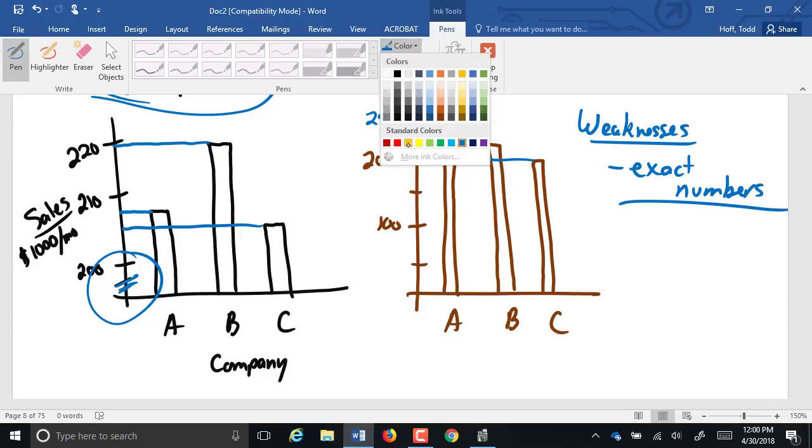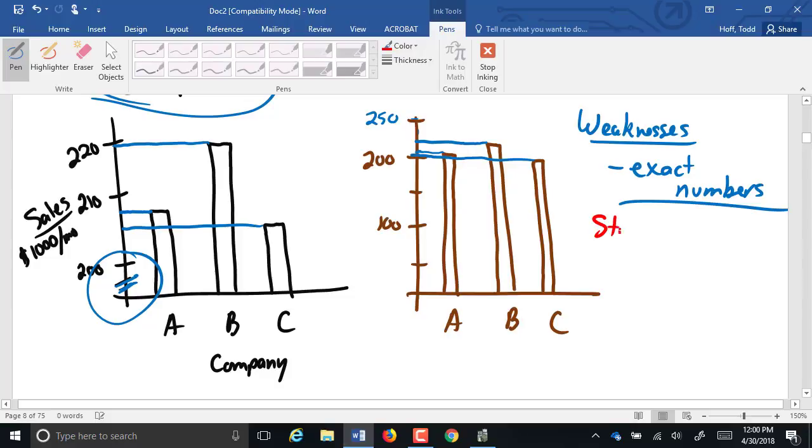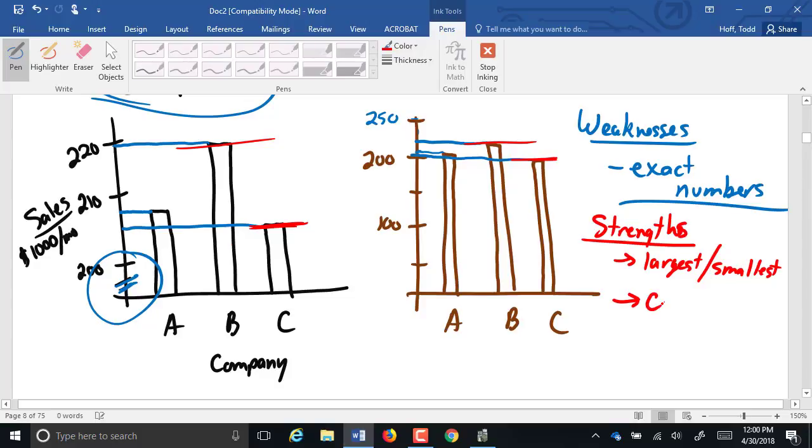One of the strengths of the graph, the weakness, of course, is you can't get exact numbers. One of the strengths is finding the largest or smallest. In either of these graphs, we can see very clearly that B is the largest because it's the tallest. This one is pretty easy to see that C is the smallest. Here, you'd have to look a little closer, but you can still pretty well pick out that C is the smallest. Second strength would be to compare.